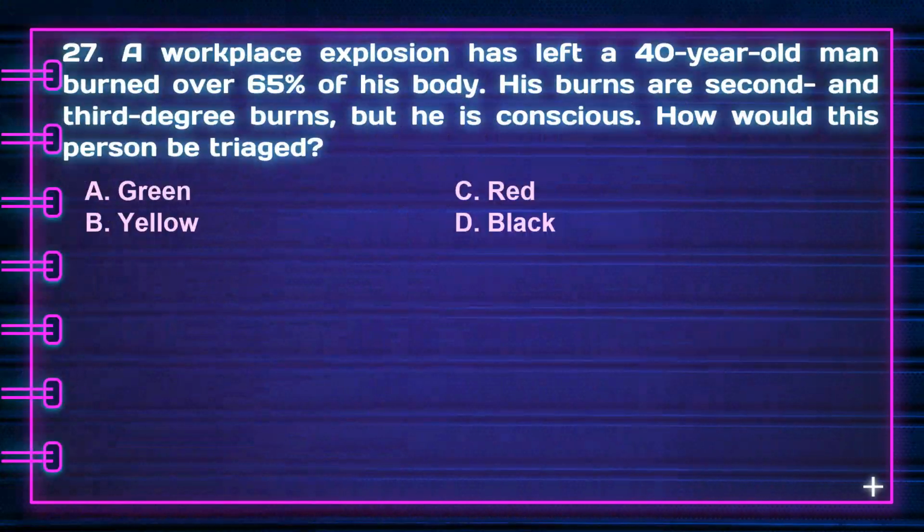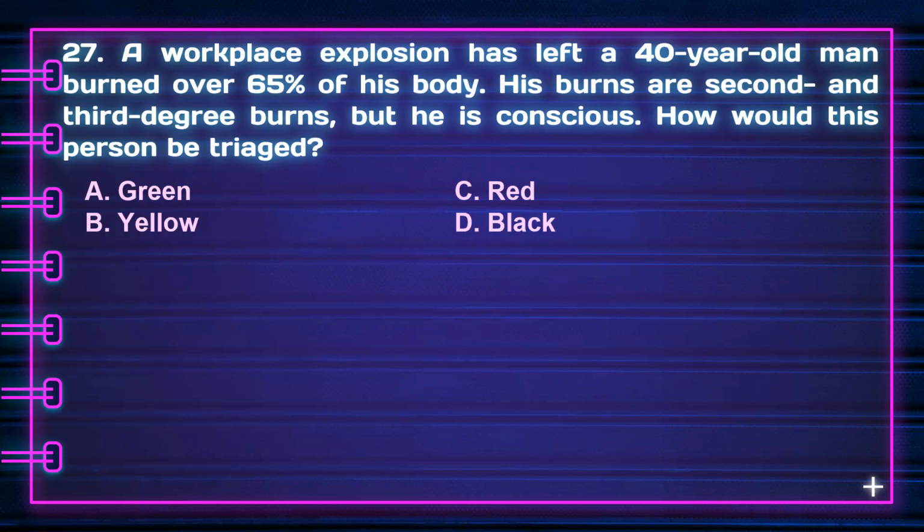27. A workplace explosion has left a 40-year-old man burned over 65% of his body. His burns are second and third degree burns, but he is conscious. How would this person be triaged? A. Green. B. Yellow. C. Red. Or D. Black. So the purpose of triaging is basically to do the greatest good for the greatest number of people.